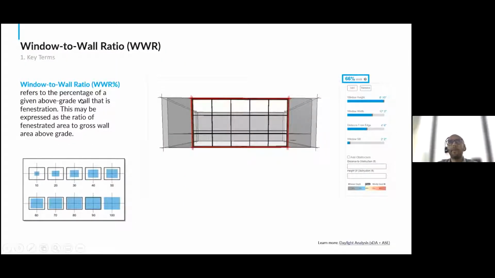The next important metric that we have to talk about is the window to wall ratio, or WWR. Basically, it refers to the percentage of a given above grade wall that is fenestration. That means it's giving you the ratio of the fenestration that's above grade as compared to the total gross wall above grade area. So in this case, if you're looking at this graphic, if you're looking at the whole wall, and this is the fenestration, that's about 10% window to wall ratio. If you go to the right, you would see 20%, 30%. And if you achieve, let's say, 80% to 100%, you would basically see the whole facade is fenestration. So it's a 1-to-1 ratio. It's 100% window to wall ratio.